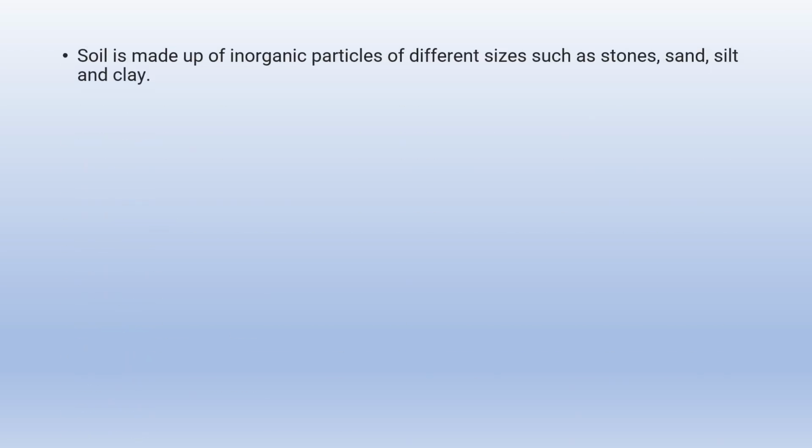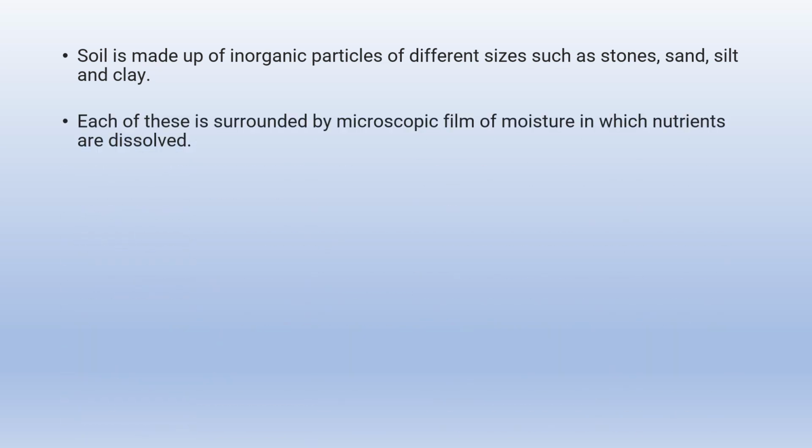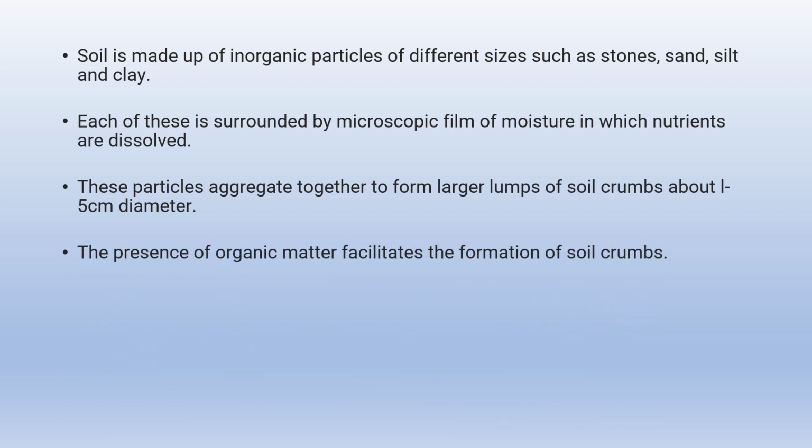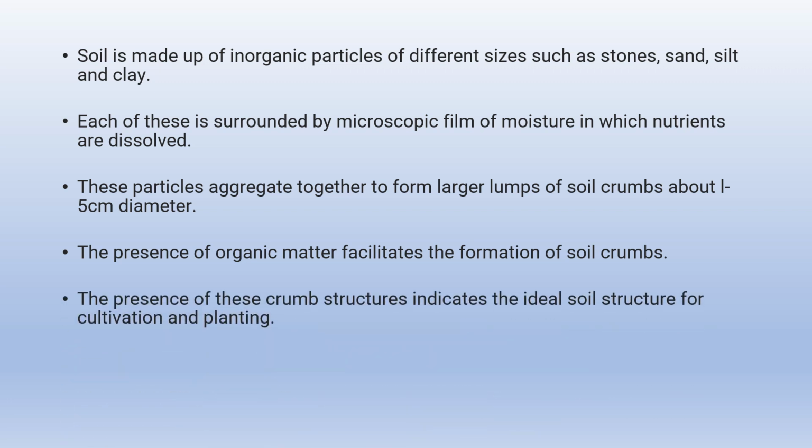Soil is made up of inorganic particles of different sizes such as stones, sand, silt, and clay. Each of these is surrounded by a microscopic film of moisture in which nutrients are dissolved. These particles aggregate together to form larger lumps of soil crumbs about 1.5 cm in diameter. The presence of organic matter facilitates the formation of soil crumbs. The presence of these crumb structures indicates the ideal soil structure for cultivation and planting.